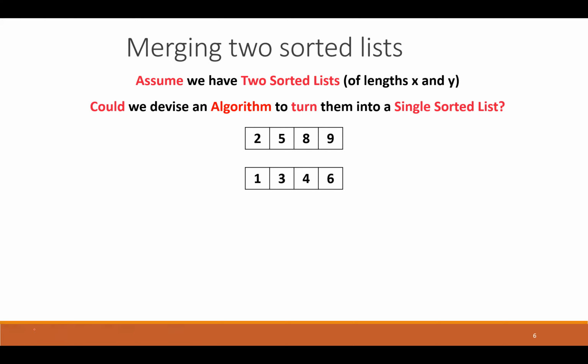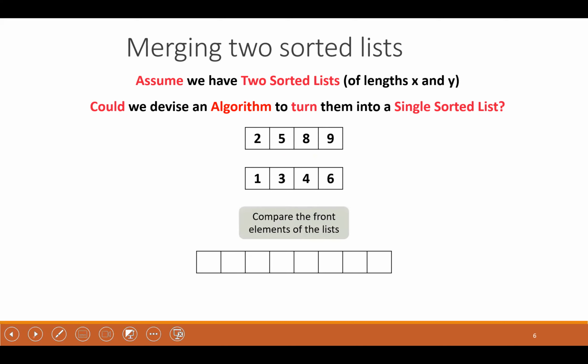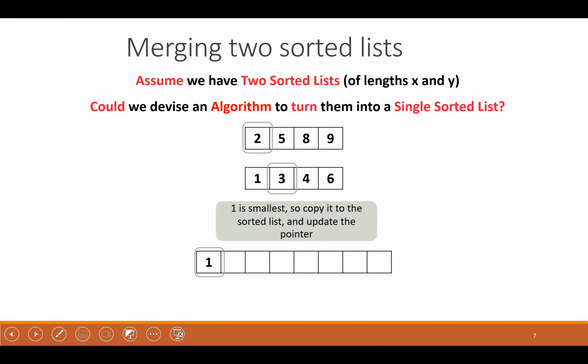So I have two sorted lists here of length 4, and I want to merge them into a single sorted list of length 8. So how am I going to do that? Well, I start by looking at the two front elements. I know these are the least element in both of these lists. I compare them to find out which is less than the other, and that one I copy to the front of my list. So in this case, 1 is less than 2. I copy 1 to the first position of my sorted list.